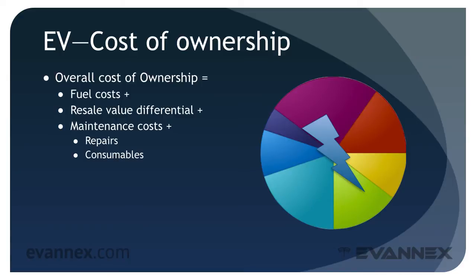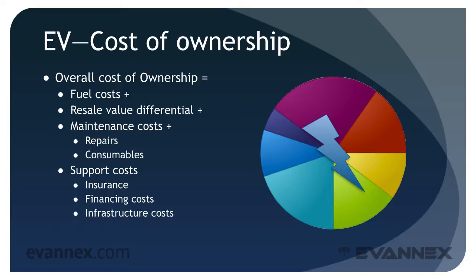And of course, support costs that include insurance, financing costs, and infrastructure costs. A fancy way of referring to the one-time cost of building a charging arrangement for your garage. Also, we must consider tax credits that, if available, help reduce the out-of-pocket purchase cost for the vehicle itself. Let's consider at least some of these cost components in a quantitative manner.